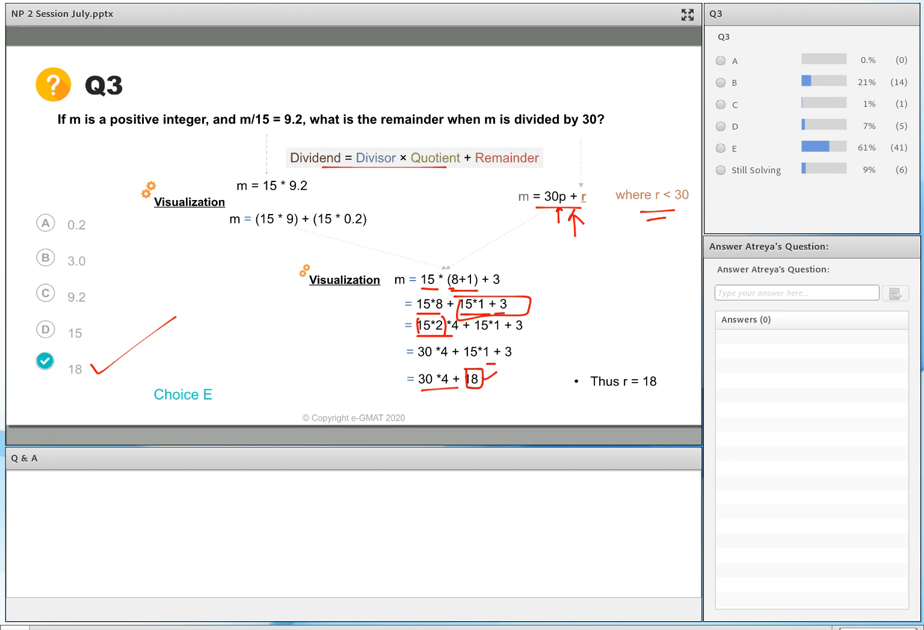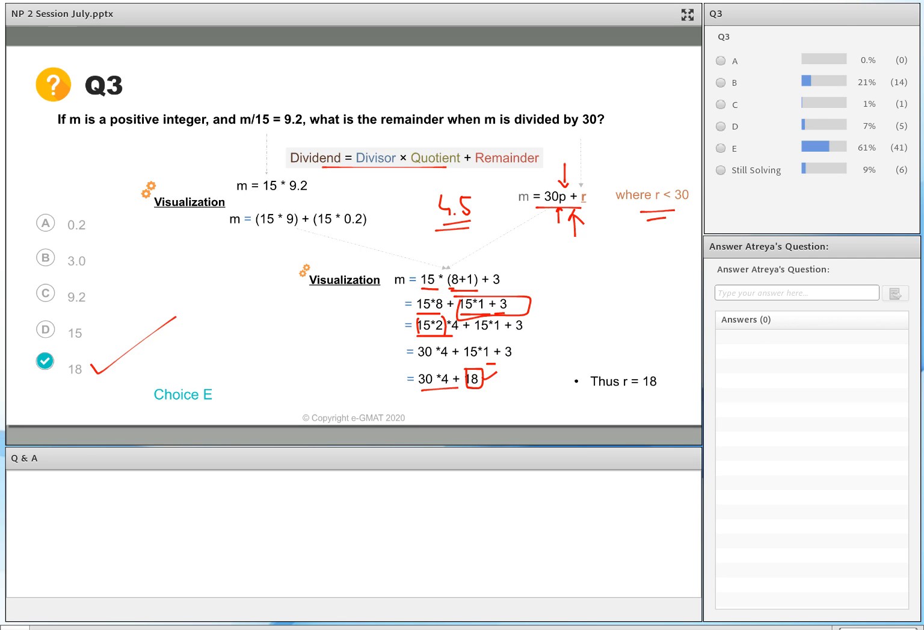Okay, Shubham tells me, why can I not write this as 30 times 4.5? I cannot write this as 30 times 4.5 because 4.5 is never a quotient. A quotient needs to be an integer, right? So I have to convert the quotient. 4.5 is not an integer, so I cannot take that as my quotient over here. I hope that clears your doubt, Shubham.